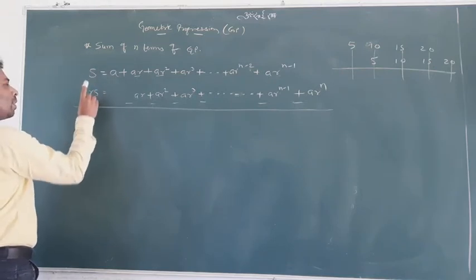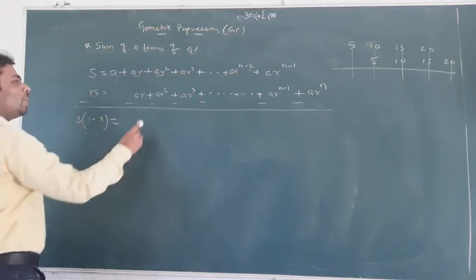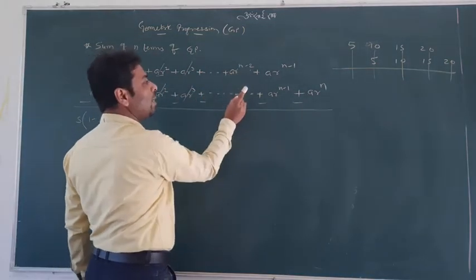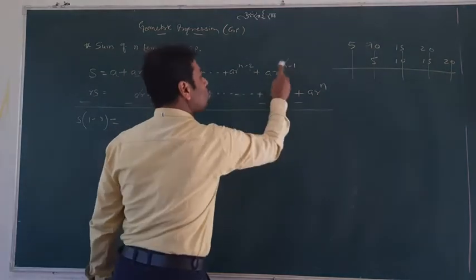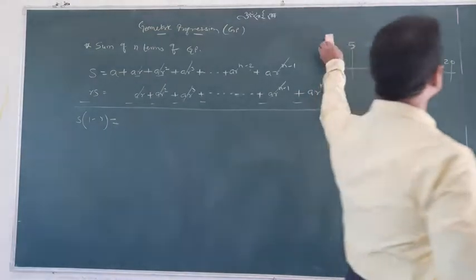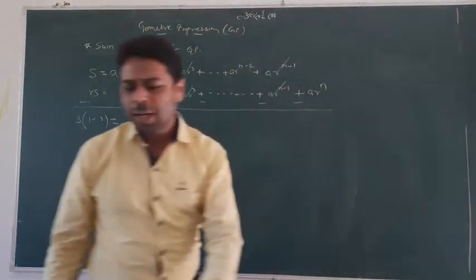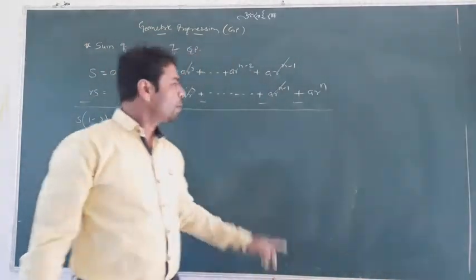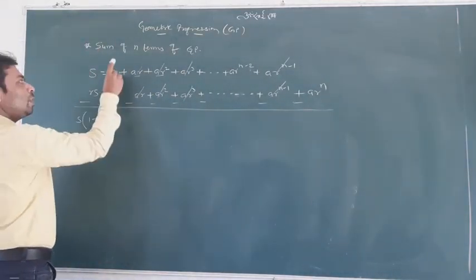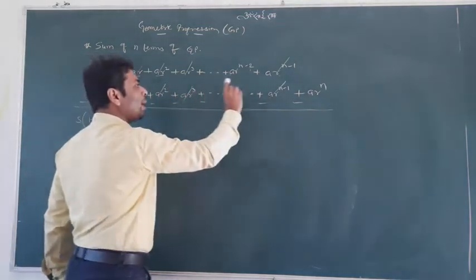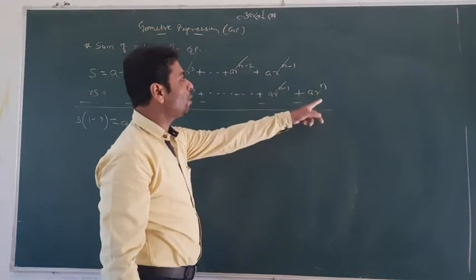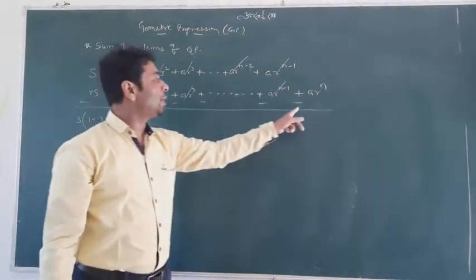Now this is S into 1 minus r. Fortunately, these two will cancel, these two will cancel, this also will cancel. Number of terms are not important here, but they will definitely be useful later in questions. Look at the answer: S I took common, 1 minus r is there. So fortunately all terms cancel, even the terms I didn't write, and only the terms a and minus ar^n remain.